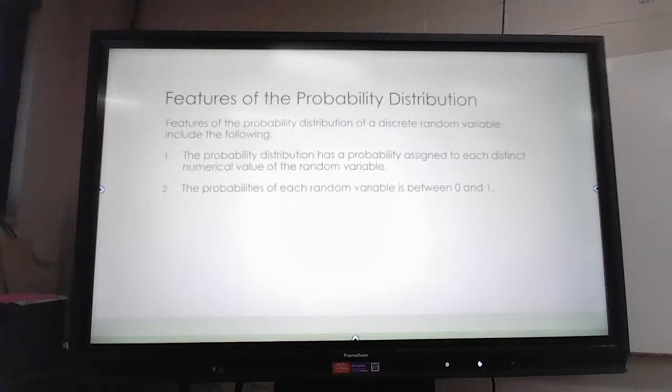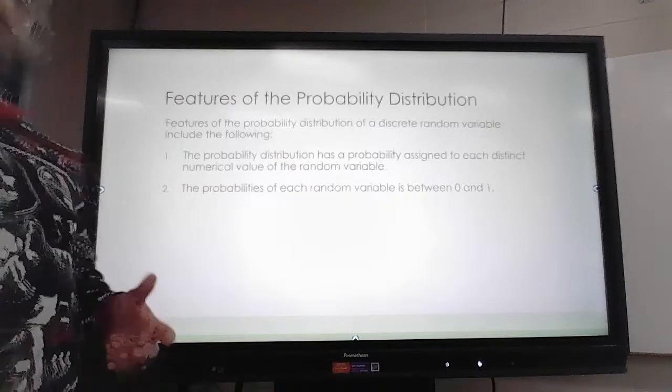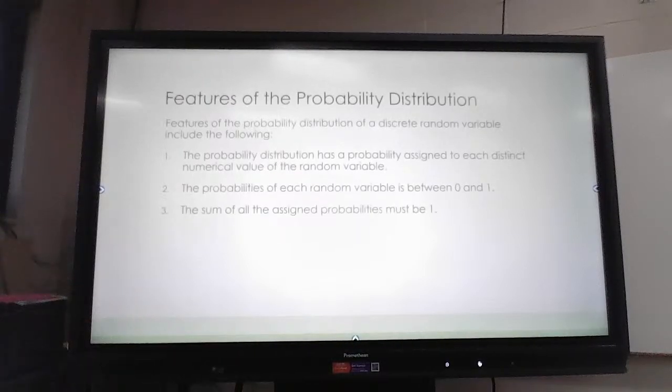But because we're talking about probabilities, again, each probability has to be between 0 and 1, just like we talked about in chapter 4. And then when I add up all the probabilities together, I must get a value of 1. Again, going back to chapter 4, the sum of all probabilities of an event must be 1. Same thing with probability distribution.